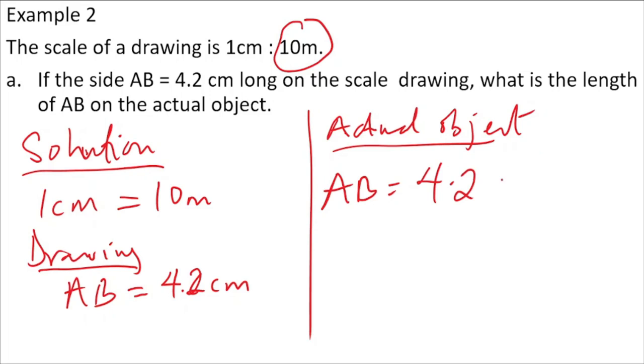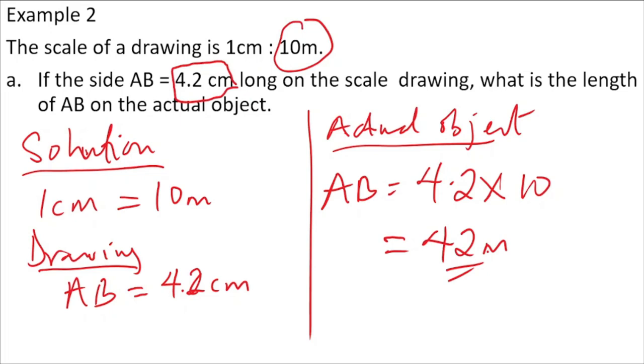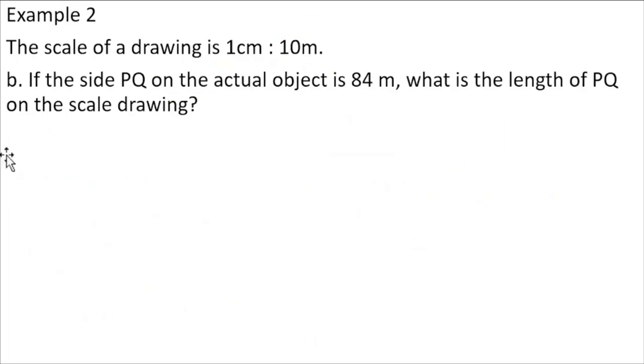So how many meters will this be? That means we're going to multiply by 10. So this will give us what? 42 meters. So this means that the 4.2 centimeters we are seeing on the drawing is 42 what? Meters on the actual object. I hope this is clear. So I will come back to something. I'll give you shortcuts later on. Let's finish it.